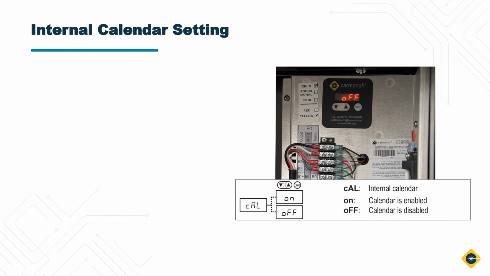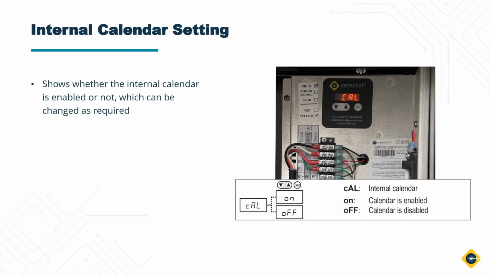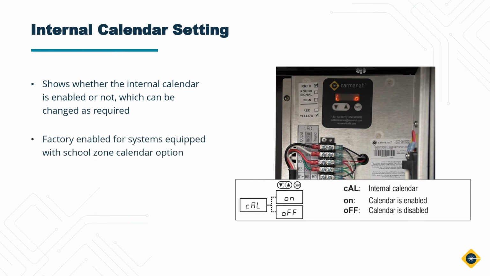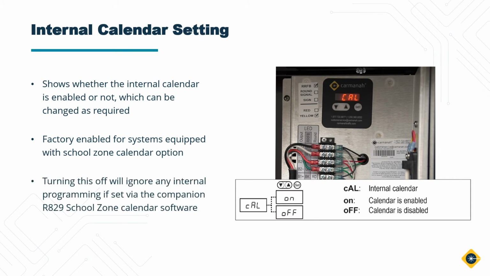Internal calendar setting. This will show whether the internal calendar is enabled or not, which can be changed as required. This feature is factory enabled for systems equipped with the school zone calendar option. Turning this off will ignore any internal programming if set via the companion R829 school zone calendar software.